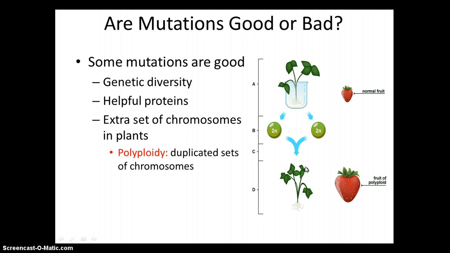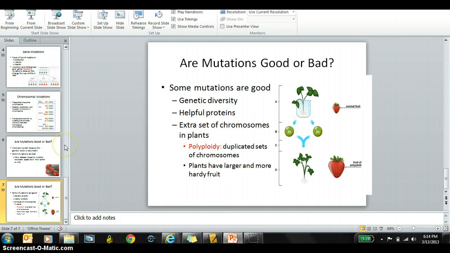Having more than 2 sets of chromosomes is called polyploidy. So poly means many, and ploid has to do with sets of chromosomes, kind of like haploid, diploid. Polyploid means many sets of chromosomes. So polyploidy actually causes plants to be larger and have hardier fruit. So hardier just means that they can survive more conditions like cold weather and drought. So most of the strawberries that you buy at the grocery store actually have 16 copies of all their chromosomes.